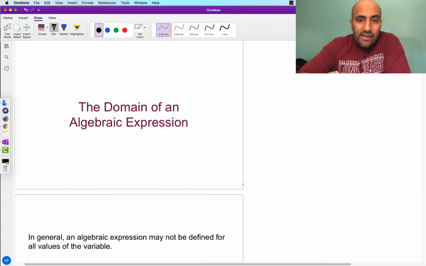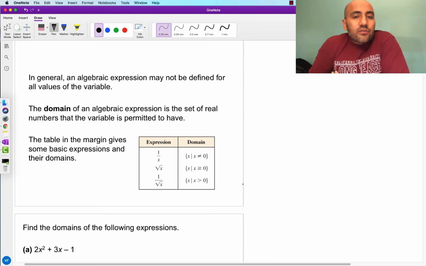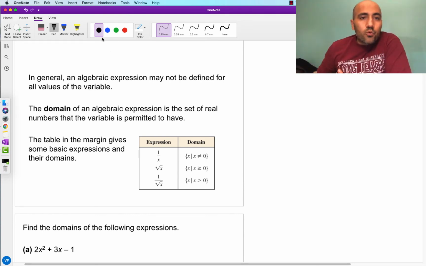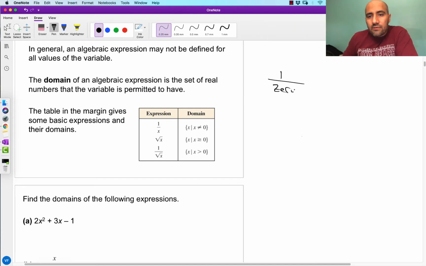Okay, first of all, the domain of an algebraic expression. In general, an algebraic expression may not be defined for all values. And there are two main concerns when we're dealing with these. When you're asked to find the domain, you have to ask yourself about two main rules. So far, we know that we are not allowed to divide by 0. So we can't have a fraction where we have something, say a 1, divided by a 0, right? We don't want to divide by 0.